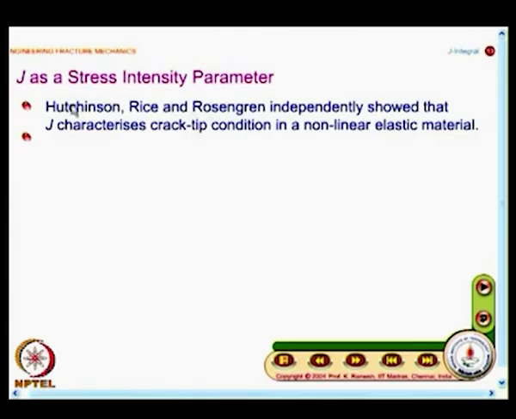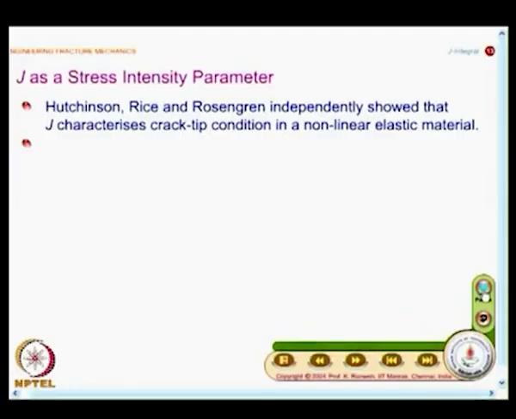It appears Hutchinson and Rice were UG classmates. So, they came out with similar theories for handling fracture problems. Such incidents or such information also add life to the discussion on fracture mechanics.